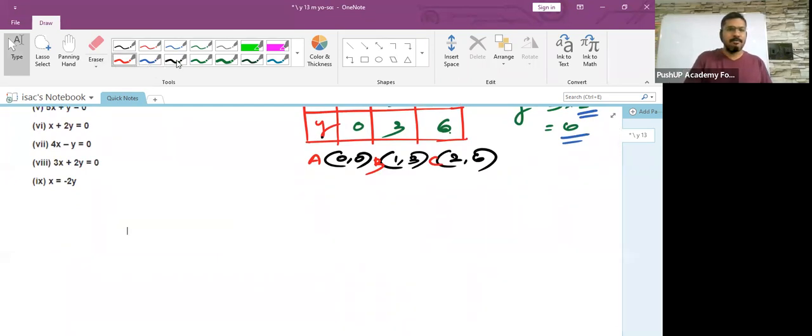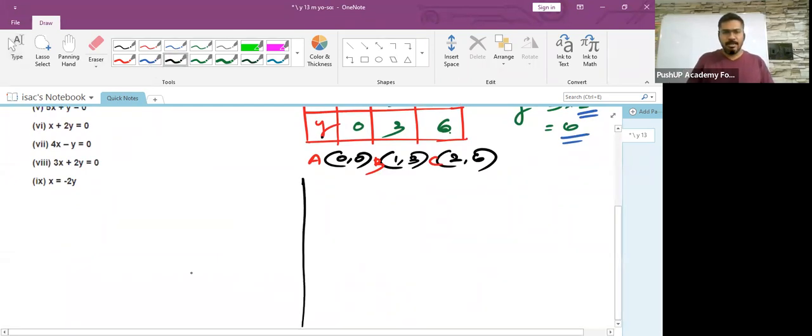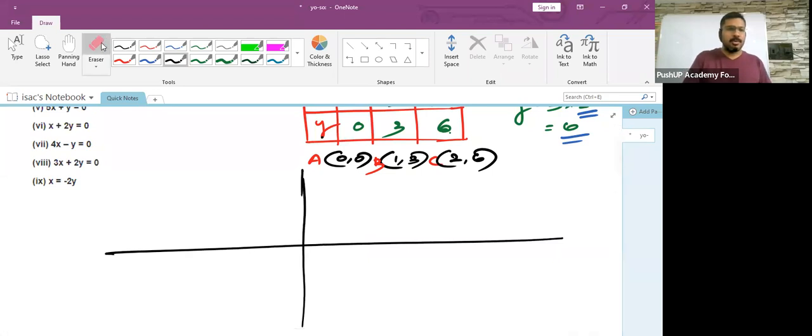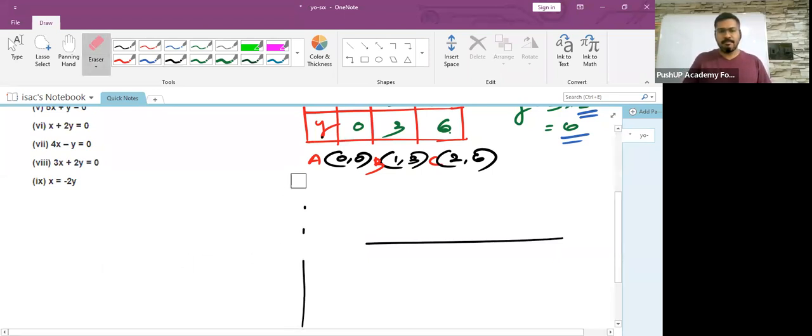Everyone is ready with the graph? I want everyone, even online students, to draw the XY plane and be ready to plot the points on the graph.